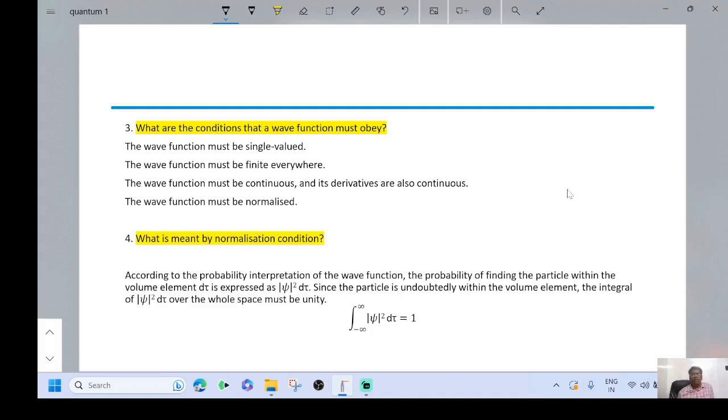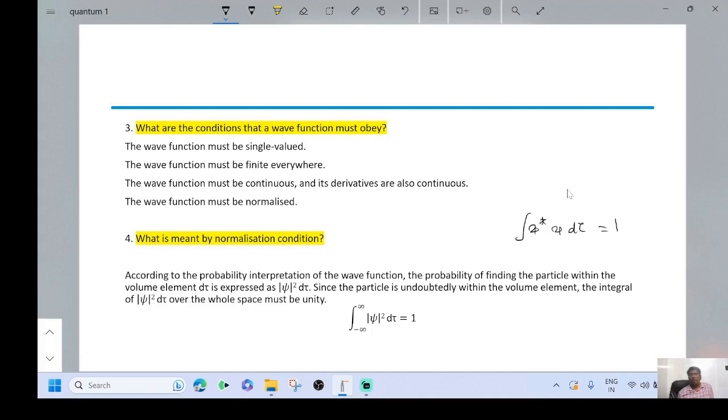The wave function must be normalized. That is, integral of psi star psi d tau is equal to 1, which is the normalization condition. What is meant by normalization condition? The probability of finding the particle is given by the absolute square of psi, that is psi star psi. Suppose the condition integral of psi star psi d tau is equal to 1. This condition is called a normalization condition.